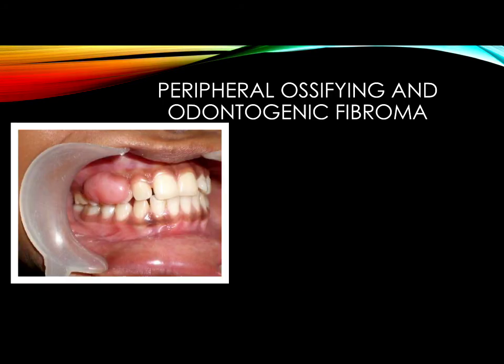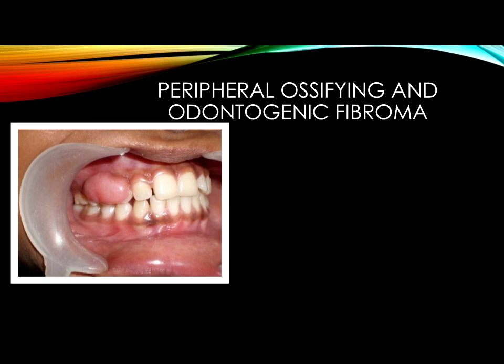Next, the peripheral fibroma. Peripheral ossifying fibroma or odontogenic fibroma may clinically resemble this entity. Now, these lesions are also going to be fibrous on palpation, that is, they are going to be firm on palpation and will not have any cystic consistency.